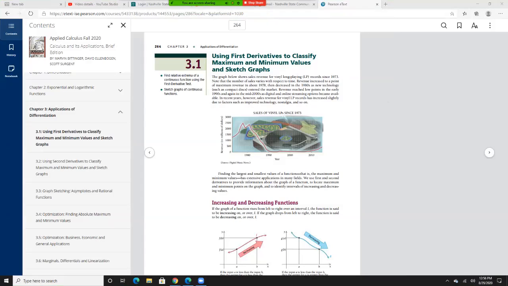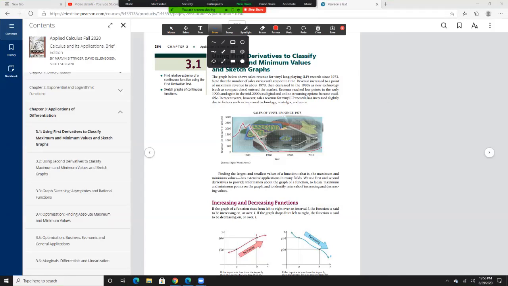For this lecture, I wanted to do something a little different. Instead of typing all of this information into a Word document, I thought I would take advantage of the graphics that are in the textbook. So if you look at section 3.1, we're going to get into applications involving the first derivative.